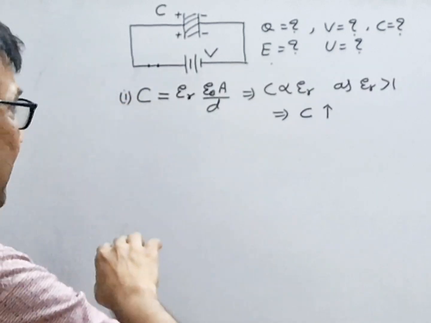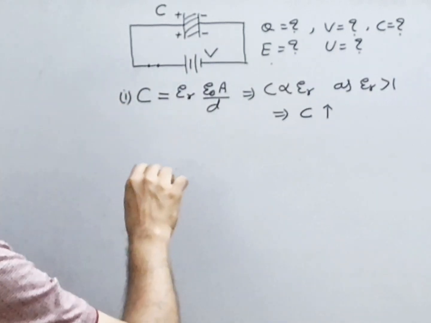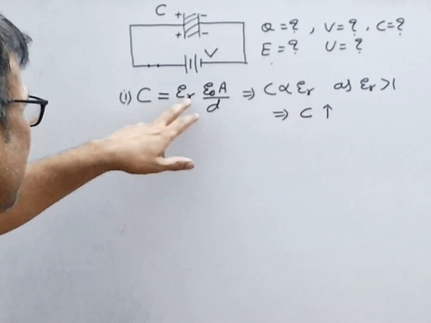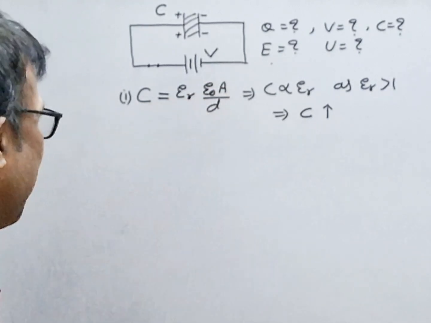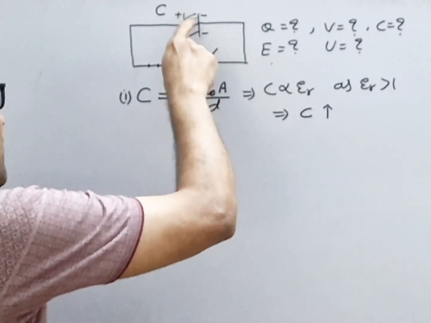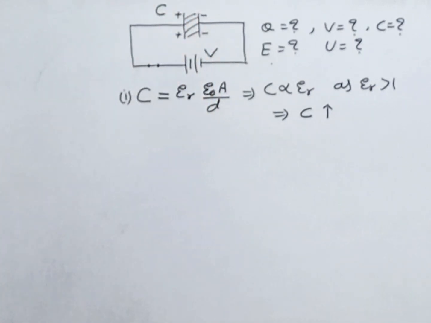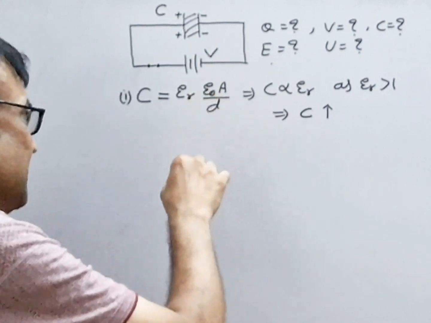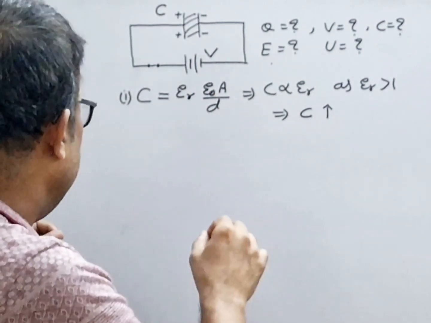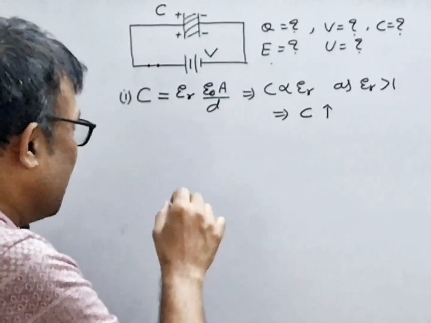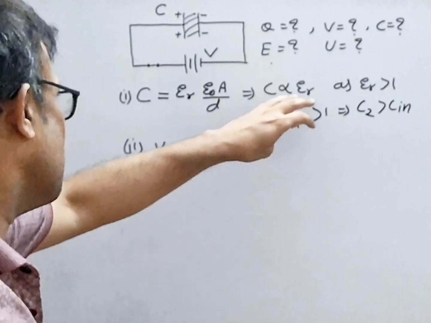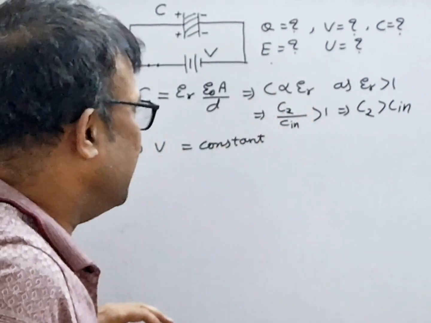First, we see the effect on the capacitance of the capacitor. The formula for the capacitance of the capacitor is epsilon R into epsilon naught A by D, where epsilon R is the dielectric constant of the dielectric between the plates. As epsilon naught, A and D are constant in both cases, when there is no dielectric between the plates and when there is a dielectric between the plates, therefore the capacitance of the capacitor will be directly proportional to the dielectric constant of the dielectric.